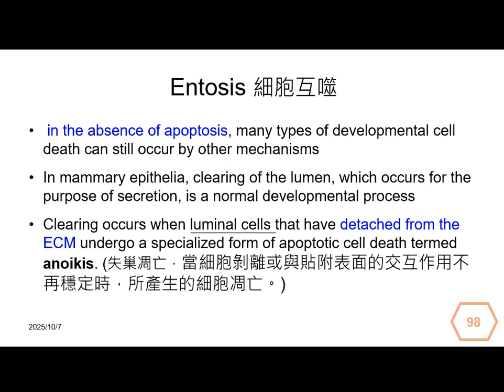So remember, this is not apoptosis. In the absence of apoptosis, many types of developmental cell deaths can still occur by other mechanisms. Especially in mammalian epithelial cells, we'll talk about how the epithelial cells inside the lumen get shed off. I mean, they die, and they have different types of dying. One of them is apoptosis. We'll talk about that later.